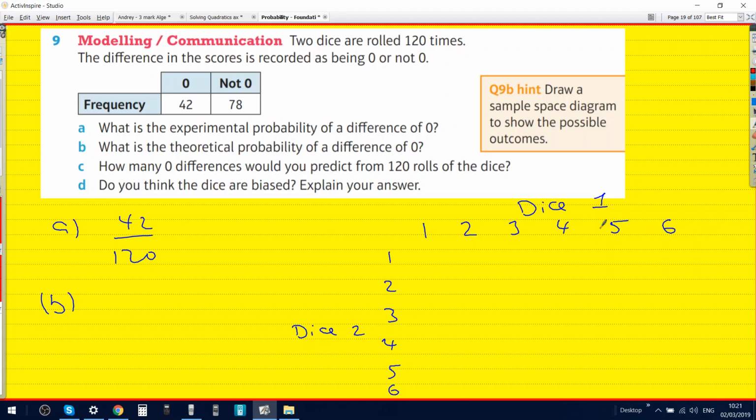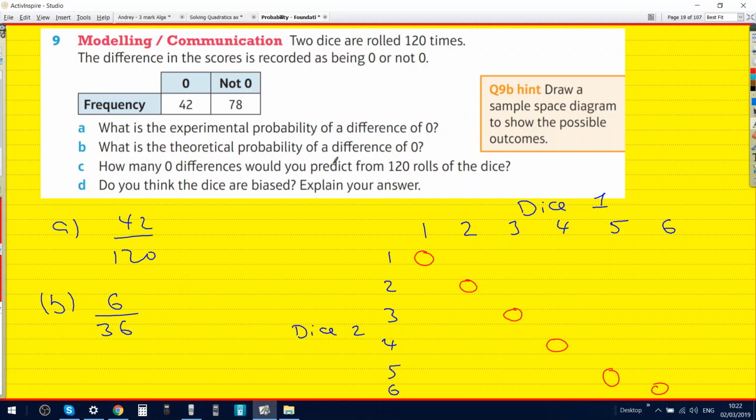It would be the middle, wouldn't it? So it'd be 1, 2, 3, 4, 5, 6. 6 times. So when it's 1 and 1, 2 and 2, and so on, how many would it be? 6, 12, 18... it'd be 30. Yes. So the theoretical probability of a difference of 0 is 6 over 36.